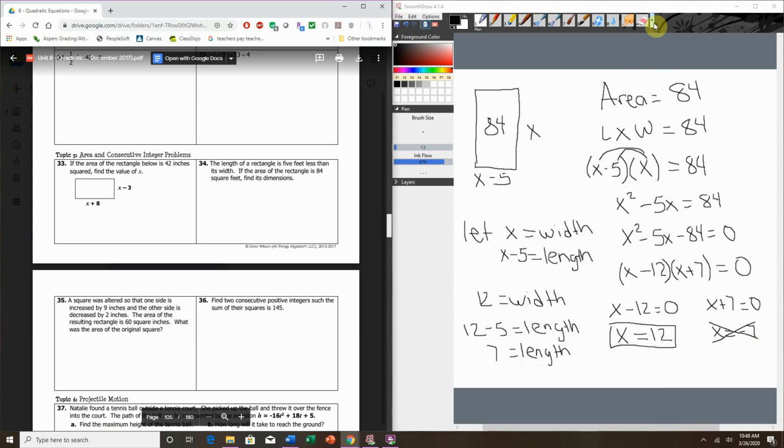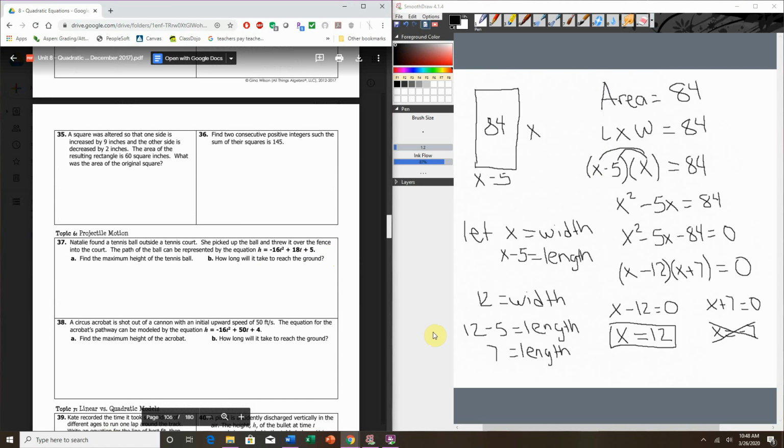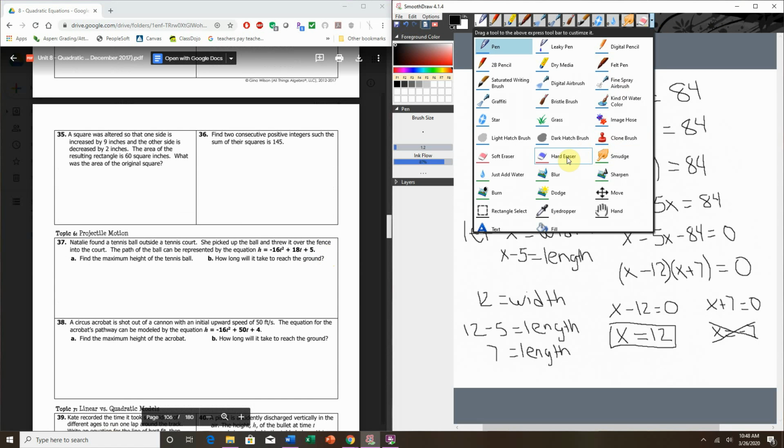All right. All right, so let's take a look at 37, our favorite problems, projectile motions.